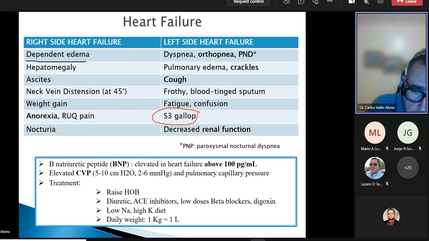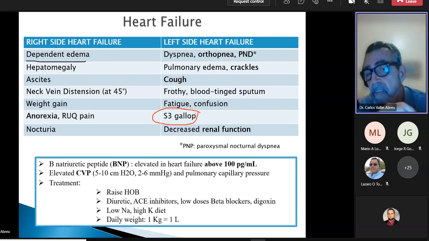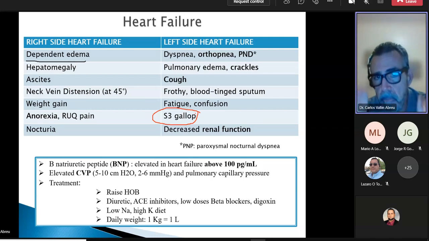And because usually you have tachycardia, because of activation of the sympathetic nervous system in heart failure, this is going to be very fast. 1, 2, 3, very fast, no? And it sounds like a horse running, galloping. And that's why it's called S3 gallop. Summarizing, S3 gallop is heart failure.